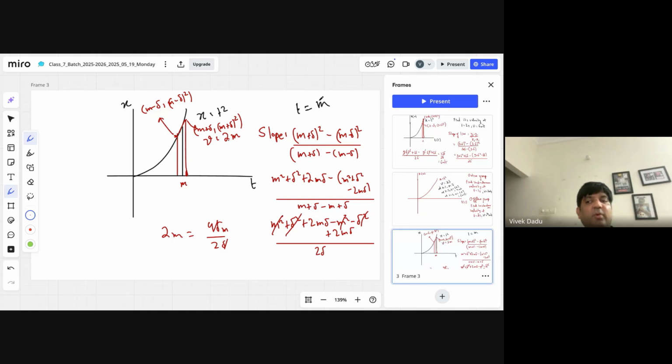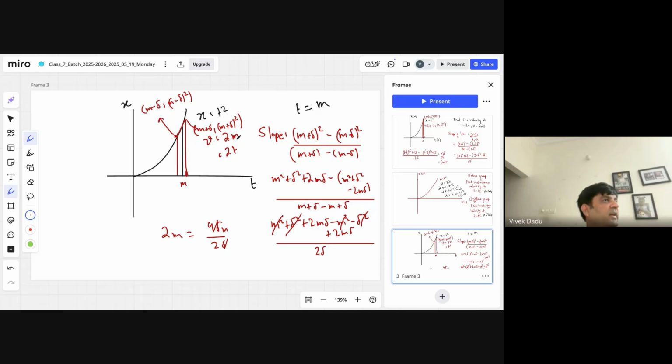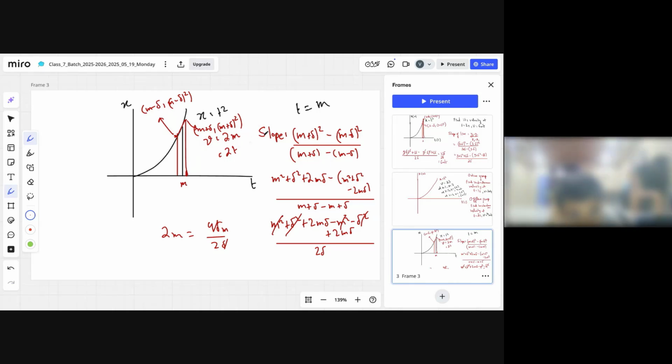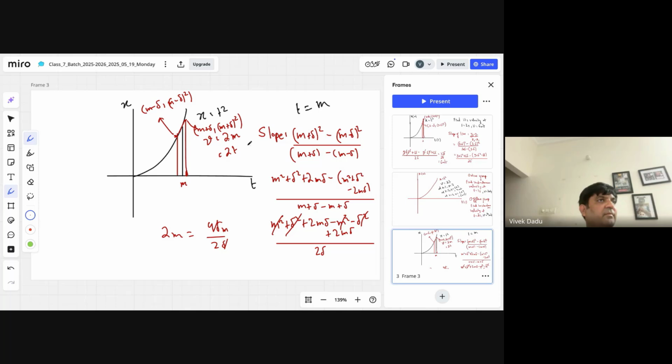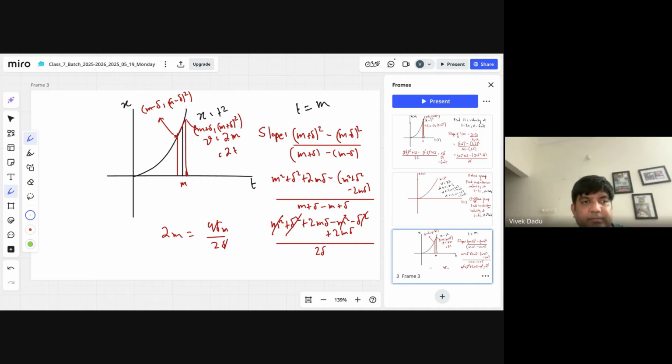And what was m equal to? T. So this works for any time. Any value of m it works for. Sir, if x equal to t cube, will v be equal to 3m or 3t? No.